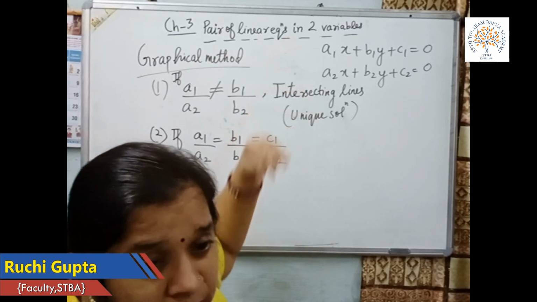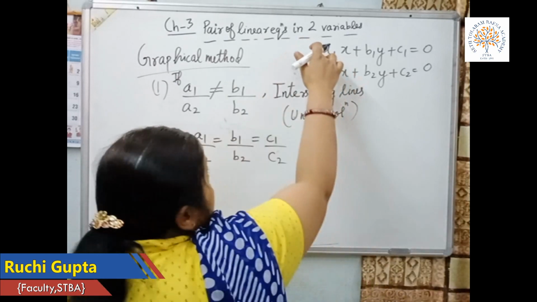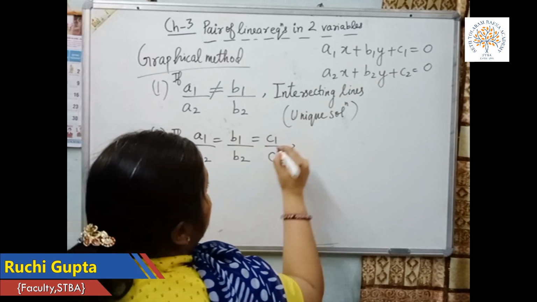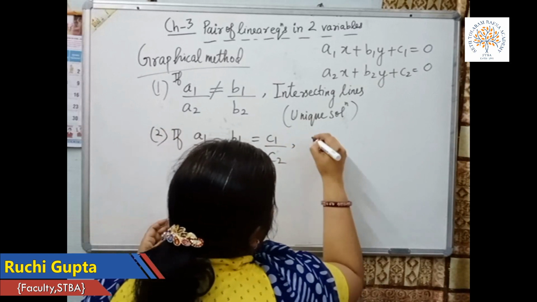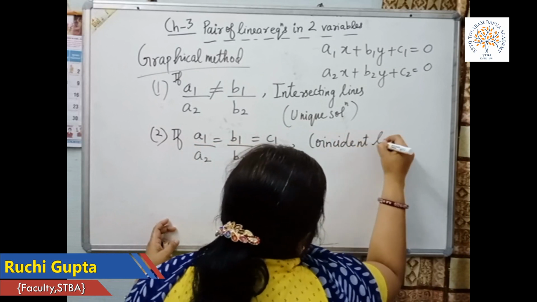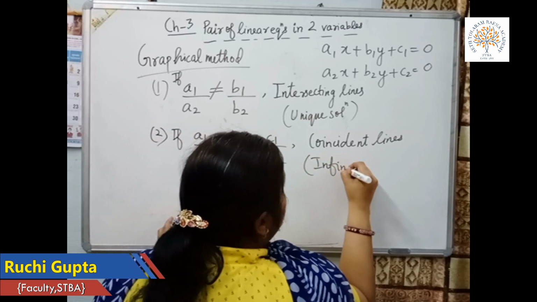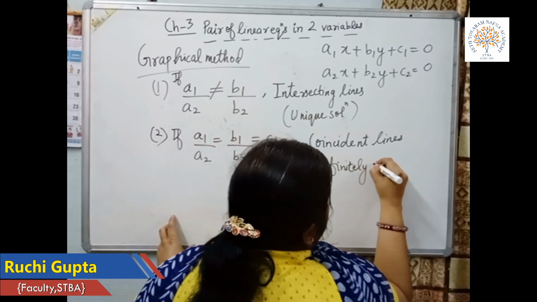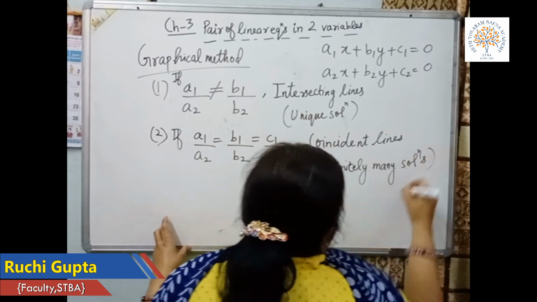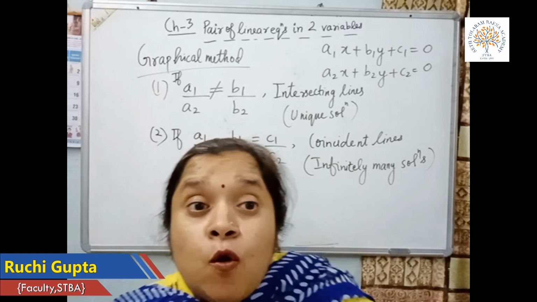Okay students? The second condition is if a1 upon a2 is equal to b1 upon b2 is equal to c1 upon c2. The ratios of all the values of the equations are equal. Then this is a graph of coincident lines. It means it has infinitely many solutions.